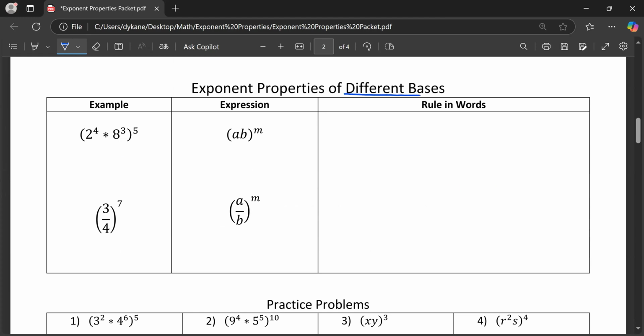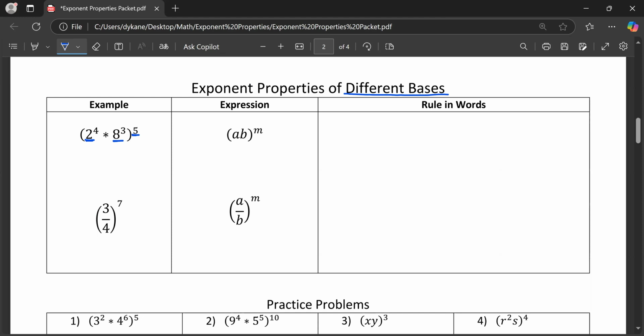Our next one, what happens if we have different bases? We can have things where we have more than one, or we have different bases. So we're going to look at two examples, if we're multiplying or if we're dividing. So let's start with the multiplication. Well, I have 2 to the 4th power times 8 to the 3rd power, and I'm taking all of that and raising it to the 5th power, right?